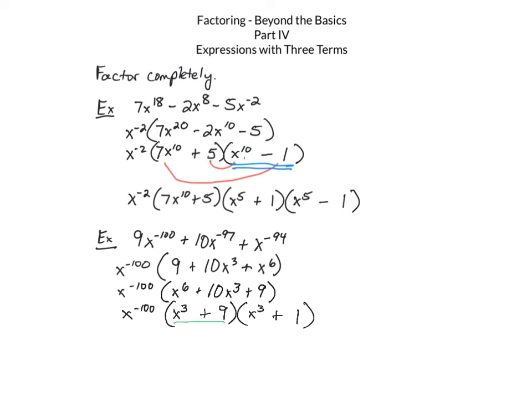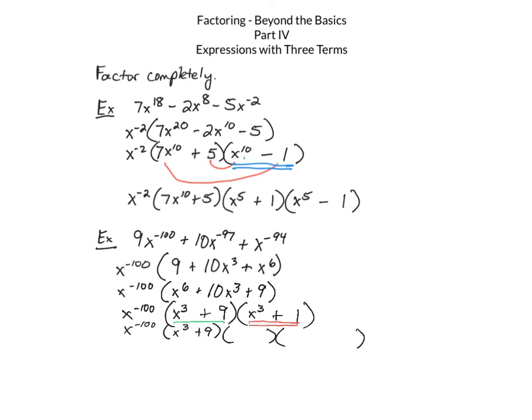But how about this second binomial right here, the x cubed plus 1? Do you recognize it as the sum of two cubes? So we can continue. Let's bring down our x to the negative 100. We'll bring down the x cubed plus 9. And I'm setting up my parentheses for the binomial and the trinomial.